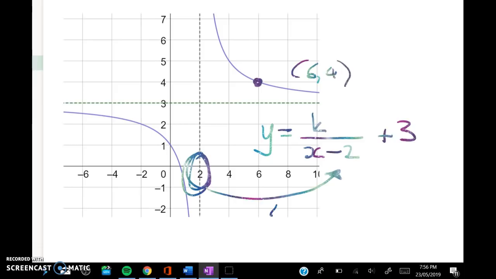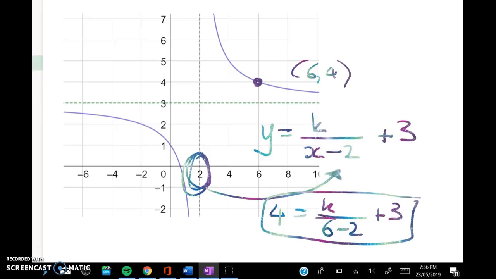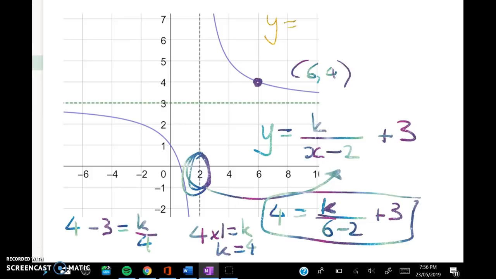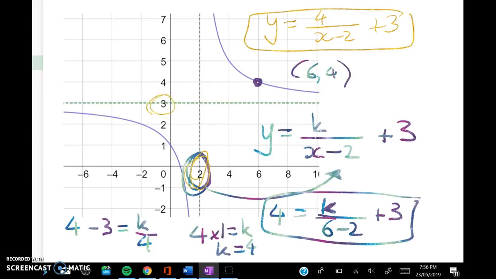So I'm going to put that in and get 4 is equal to k divided by 6 minus 2 plus 3. All right, so this is back to just a little bit of year 9 algebra every time. We get 4 minus 3 is equal to k divided by 4. So 4 times 1 is equal to k. What a mess, sorry about that. So k is equal to 4. Now let's write that neatly up here. So we get y is equal to 4 divided by x minus 2 plus 3. So notice the order I'm doing stuff in: I'm using my asymptotes first to get the 2 shifts, and then I'm getting my scaling factor.